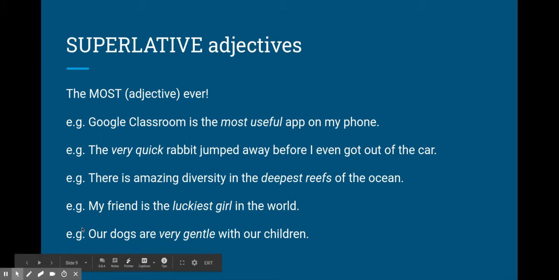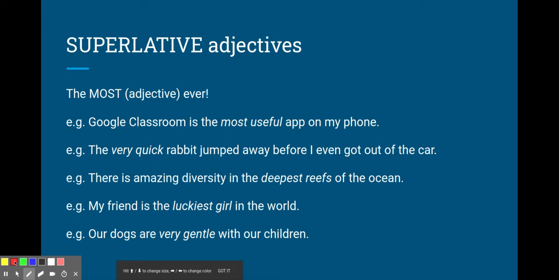And now we have superlative adjectives. Superlative adjectives, I always encourage students to think of it as the most adjective ever. So we want to make sure that when we translate it, it is the most, it is the highest degree of whatever that adjective has to offer. Google Classroom is the most useful app on my phone. The very quick rabbit jumped away before I got out of the car.